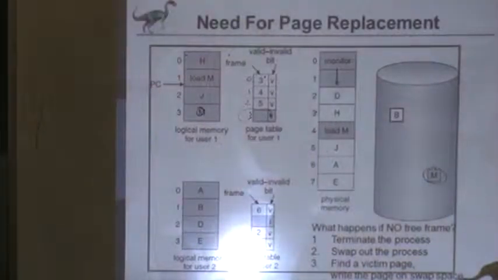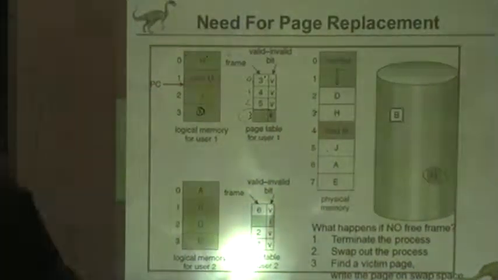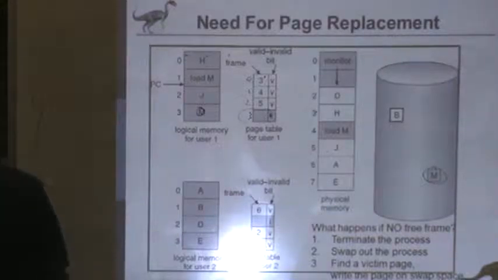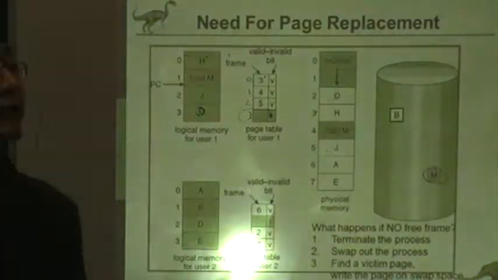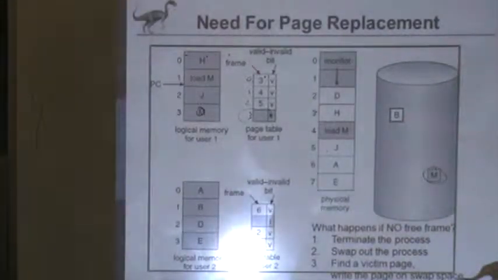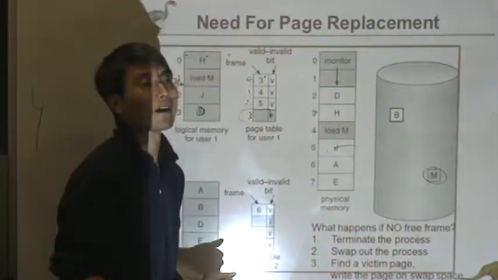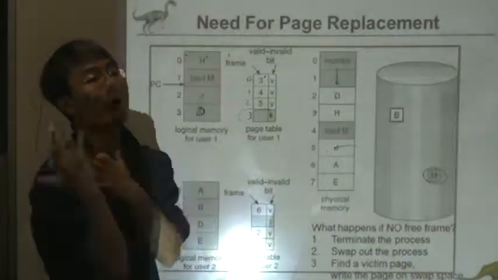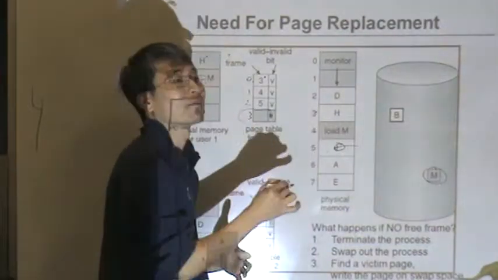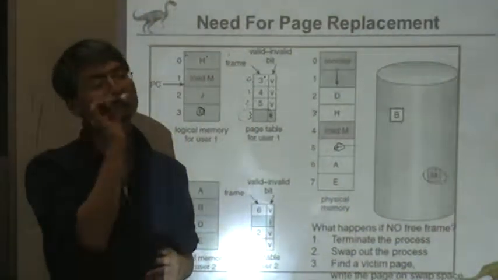One approach is to swap out the whole process that is no longer used, though nowadays that is not done. Instead, there's no space anymore, so you need to decide one of the pages to page out. That page is called the victim page.